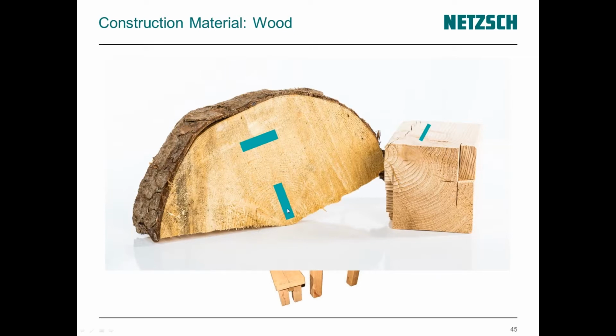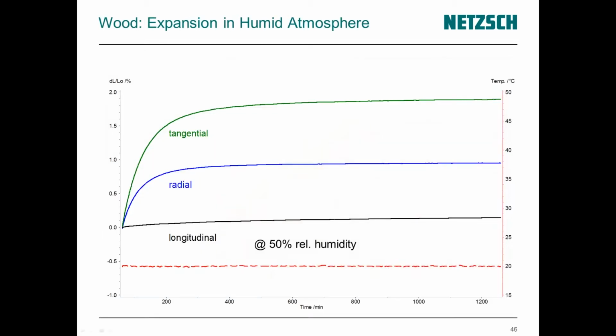And we measured the samples at 20 degrees C and 50% relative humidity. And what you see here is that the expansion of the wood sample is quite anisotropic, quite different. So the lowest expansion you see here in length direction, whereas you see a really high expansion in tangential direction. So this is also the reason why wood changes its shape in different humidity.